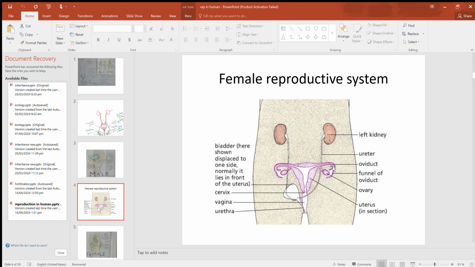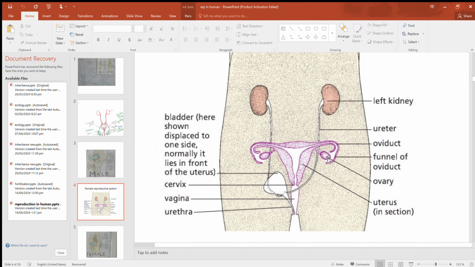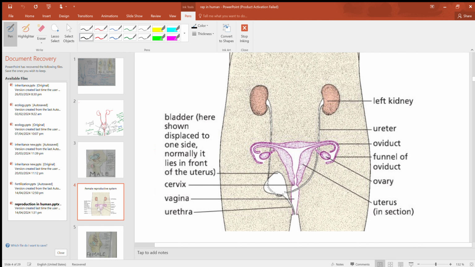Okay, this is the female reproductive system. In the female reproductive system, there lie the ovaries. Now, what is the role of the ovary? The role of the ovary is to produce eggs and two hormones named estrogen and progesterone.